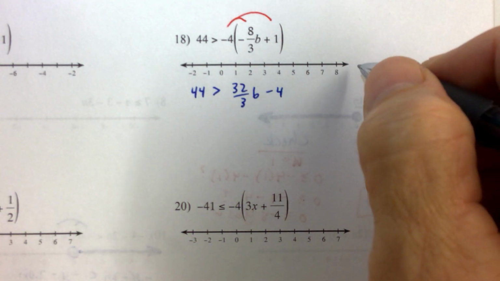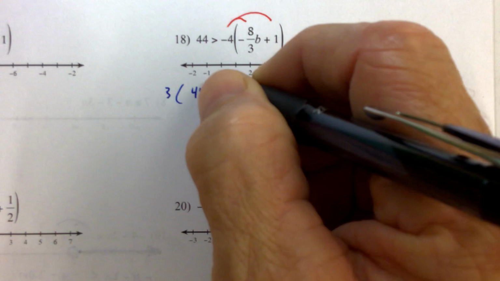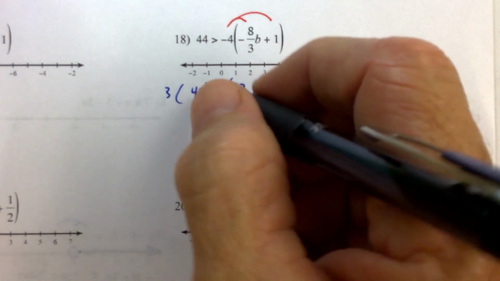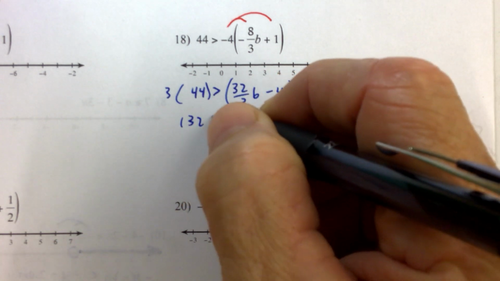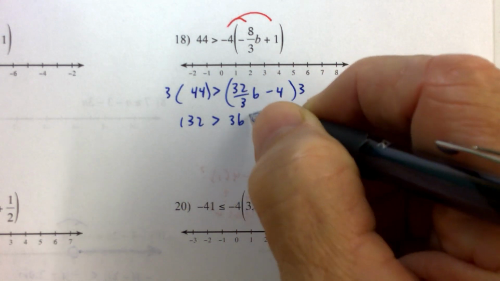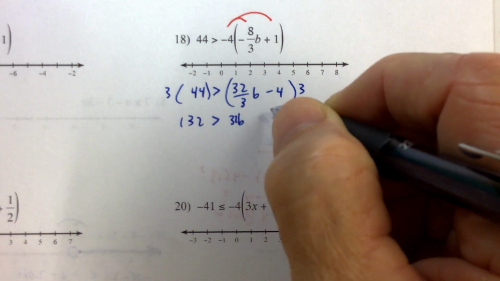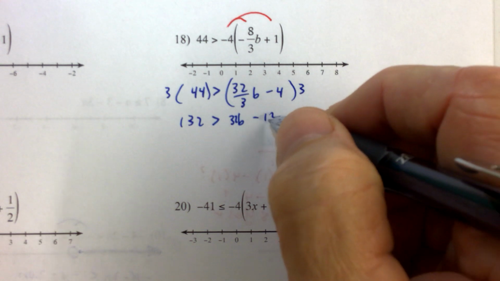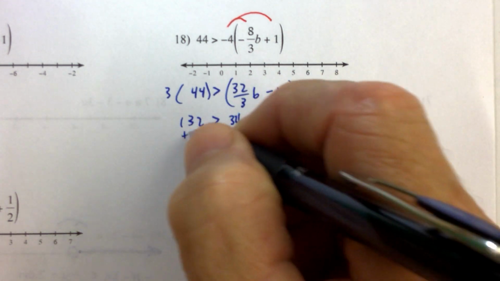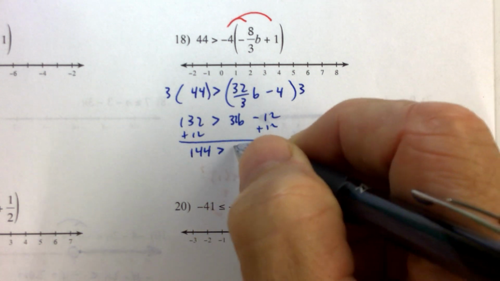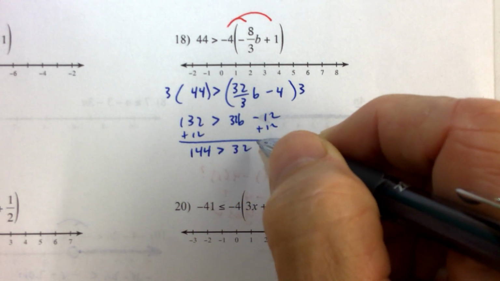So this is where we want to multiply both sides by the lowest common denominator, 3. 3 times 44 is 132. The 3's cancel here, so we get 32b, and then 3 times 4 is 12. If we add 12 to both sides, we get 144, and the greater than symbol still stays there.